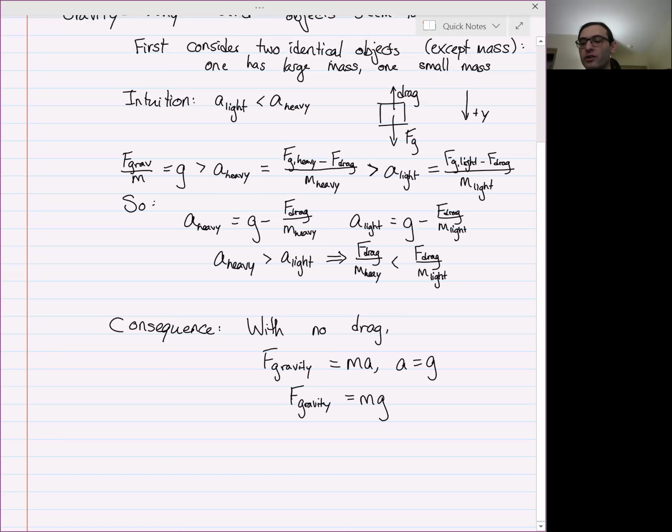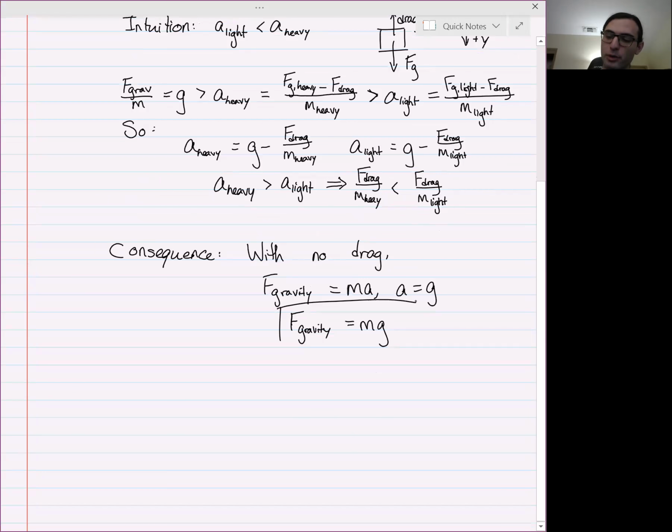Remember, forces are vectors, but this is the magnitude. Notice I did not draw a little arrow over it. So this is just the magnitude of the force. You'd have to figure out the direction depending on what your coordinate system is. But this is a good thing to remember.